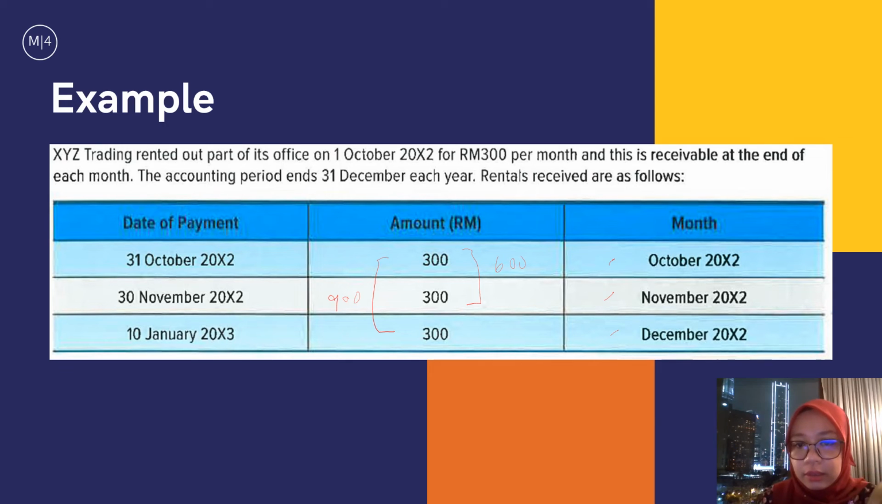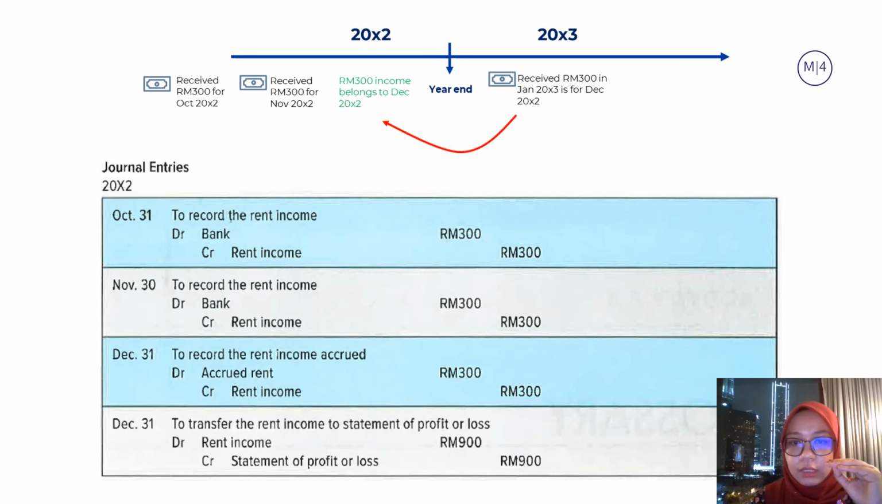So for the payment received, as usual, debit cash and credit income, but then we have to recognize the accrued income: debit accrued income and then credit rental income, and then transfer the total rental income to the statement of profit or loss. That's it. It's just a simple adjusting entry. This is the illustration as mentioned. First, you have to record whatever payment that you receive: debit bank and credit income, up till 2 months.